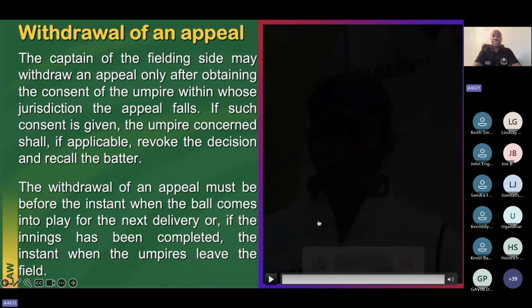So that is what we love to see on a cricket field, the spirit of cricket trumping over the laws of cricket.